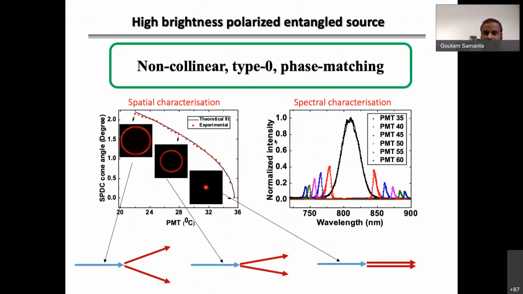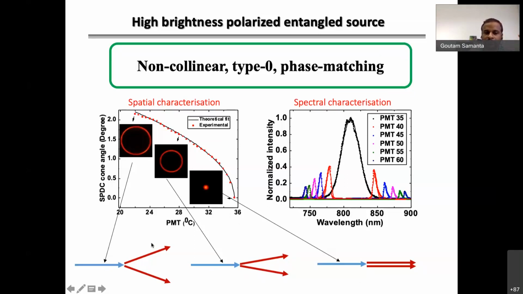And to enhance the brightness, we have explored non-collinear type 0 phase matching. These are terms commonly known in the field of quantum optics or nonlinear optics. We found that type 0 is the highest conversion efficiency process, and non-collinear is something that enables us to separate the photons, which are co-polarized and of the same frequency. So that is what we have demonstrated. From the collinear, we can go to the non-collinear, and for the degenerate process the conversion efficiency will be more. So that is what we have shown.